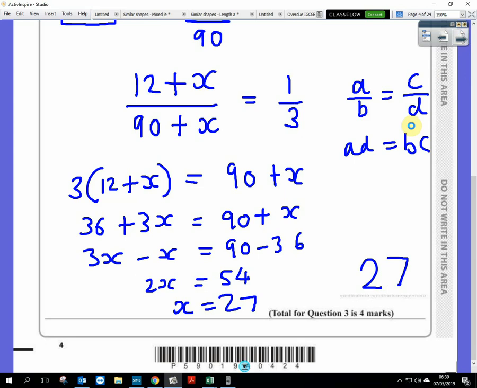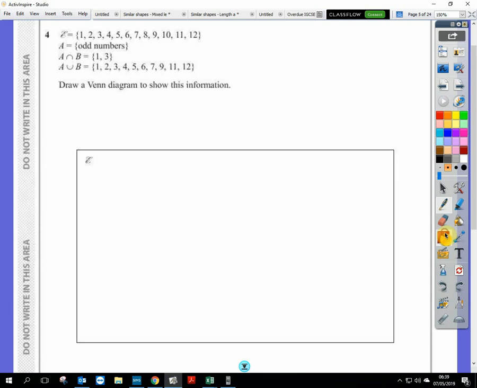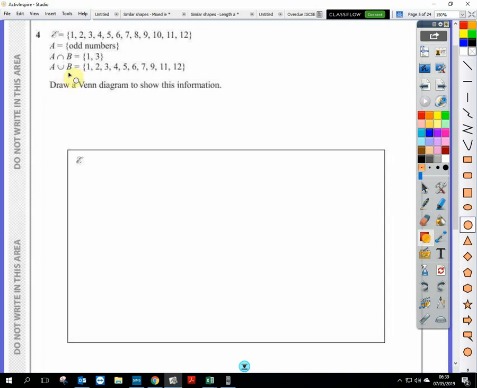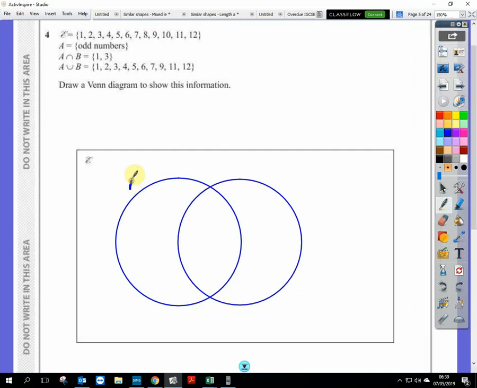Next question. Okay, draw a Venn diagram to show this. Okay, so we have two circles that overlap. I can tell that they overlap because there's an A intersection B. So let's draw two circles that overlap. Okay, label them A and B. Let's start with the middle bit first. In the middle bit, which is A intersection B, we have 1 and 3.